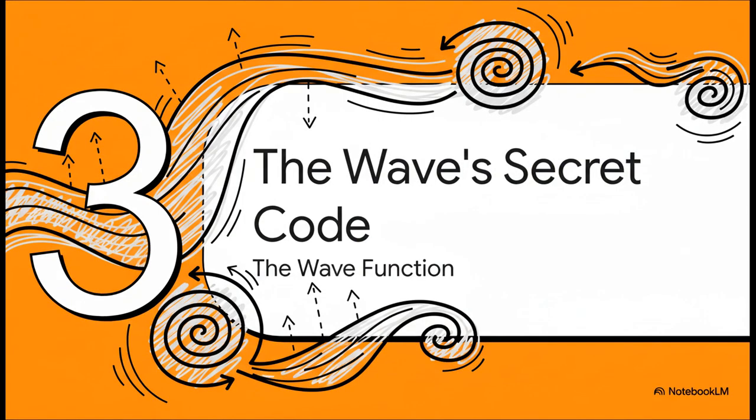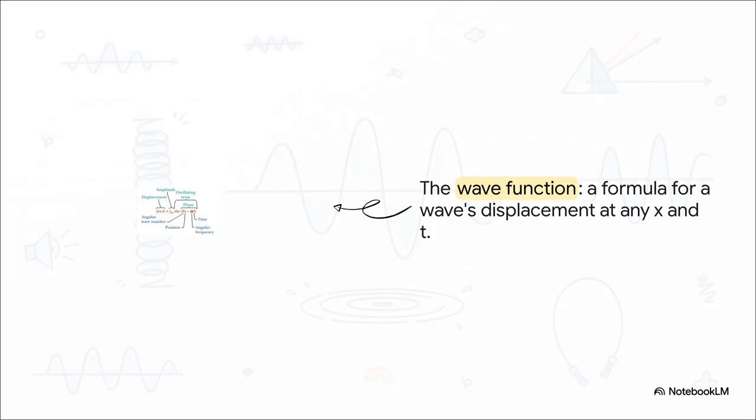Okay, so we've got our building blocks: amplitude, wavelength, and frequency. Now for the really cool part. Let's see how all of this information gets packed into one single, kind of beautiful equation. We're going to call it the wave's secret code. Whoa, okay, don't let the math scare you off. Stick with me here. This is called the wave function.